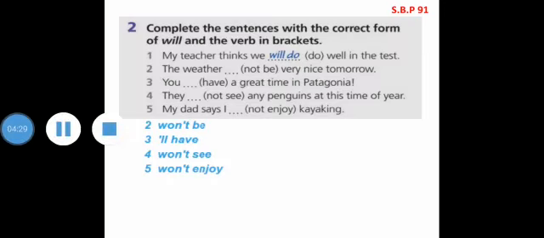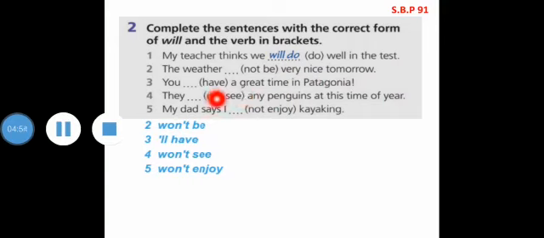Now let's have a look at your answers. Yes, number 1 is done. Let's move to number 2, the weather, and we have between brackets, not be very nice tomorrow. Focus on the word tomorrow. Tomorrow. It's a key word or golden word. Yes, the weather won't be very nice tomorrow.